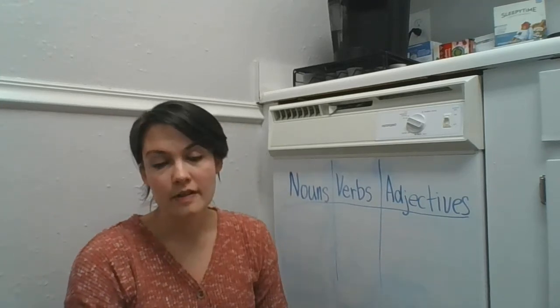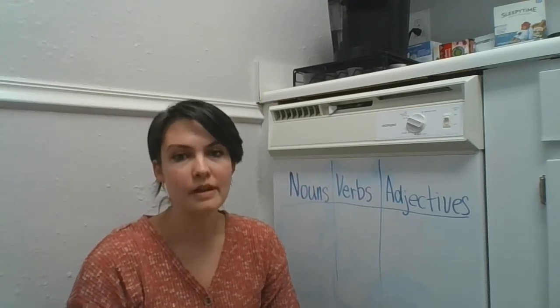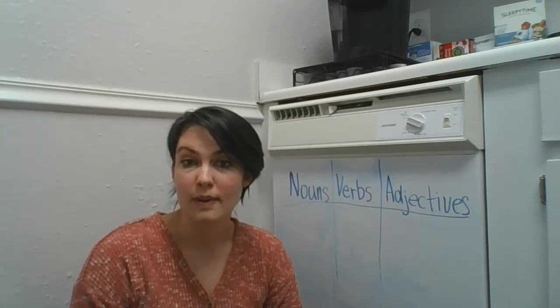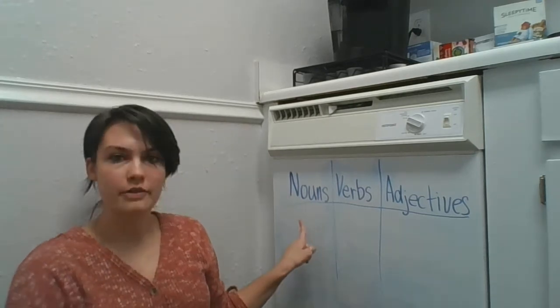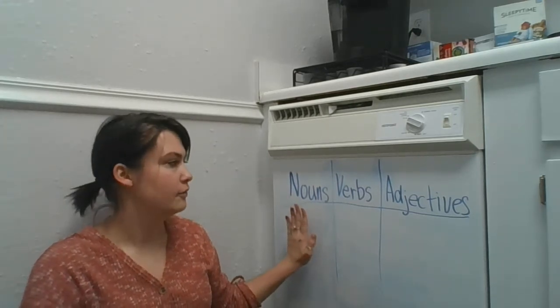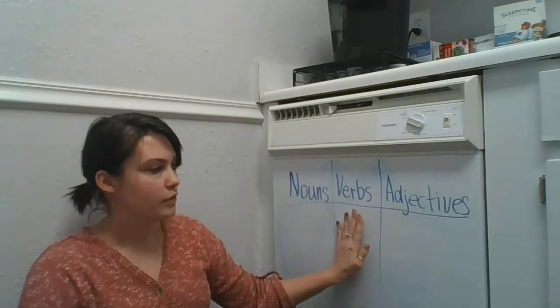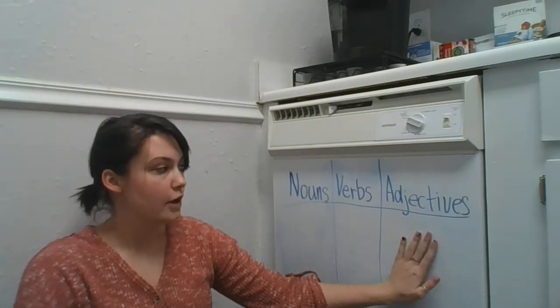Now, before we start our lesson this week, I want to go over a little bit of what Mrs. Dunnigan talked to you about last week. So, the first thing that you're going to do is make a chart that looks just like this one. You're going to have a column for nouns, a column for verbs, and a column for adjectives.